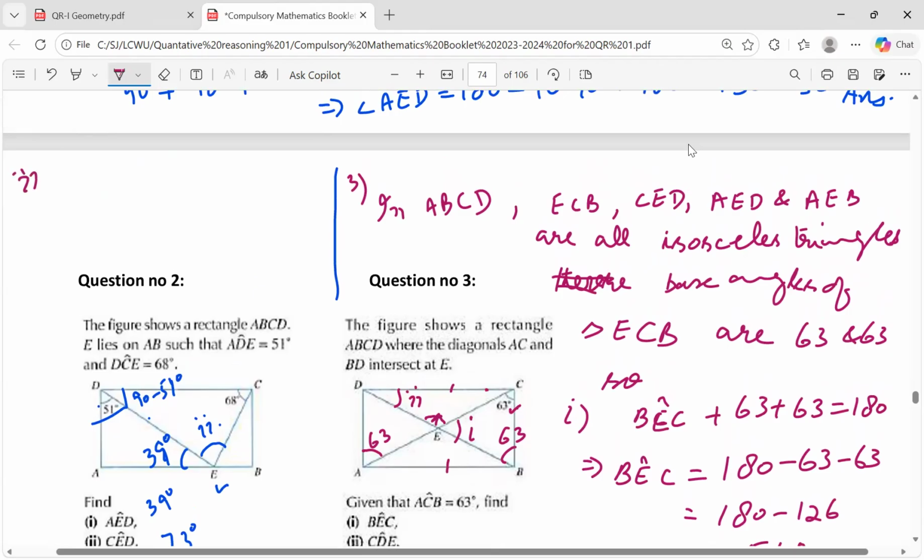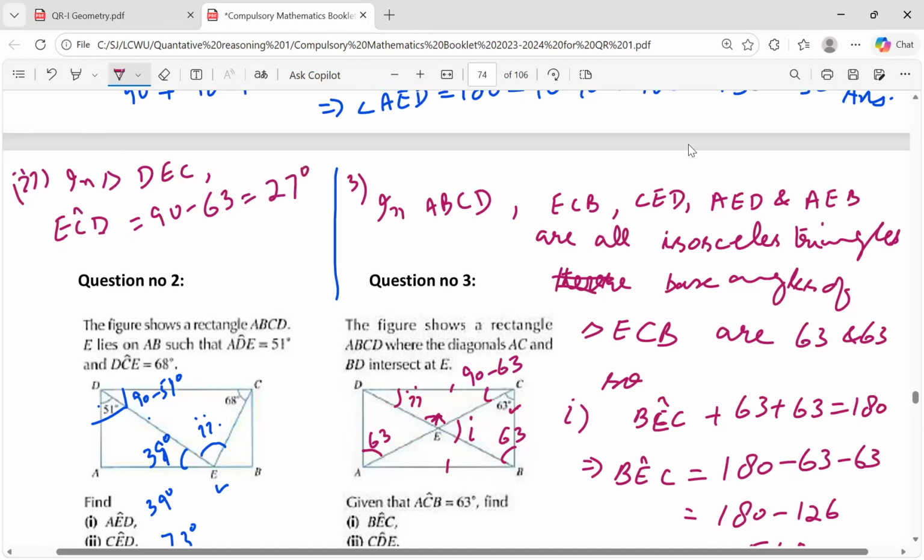Now for the second part of question 3, in triangle DEC, angle ECD will be 90 minus 63 because this corner is a right angle. So angle ECD is equal to 90 minus 63 degrees, which is equal to 27 degrees.